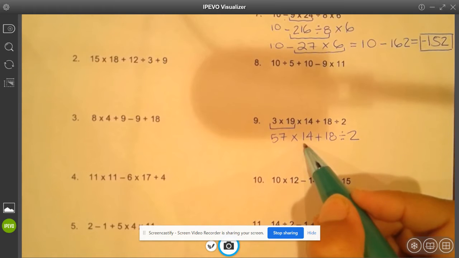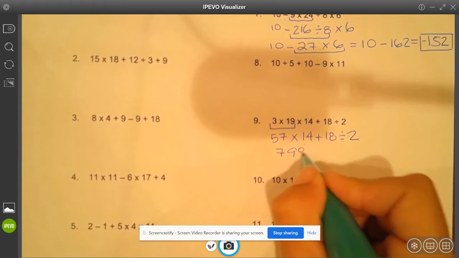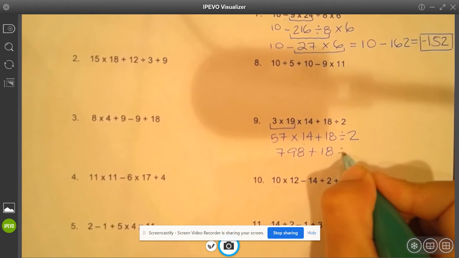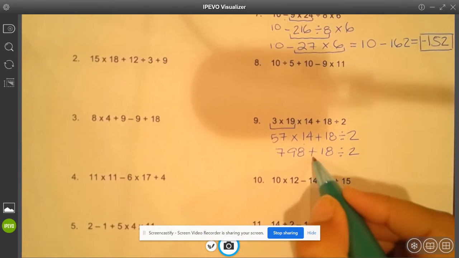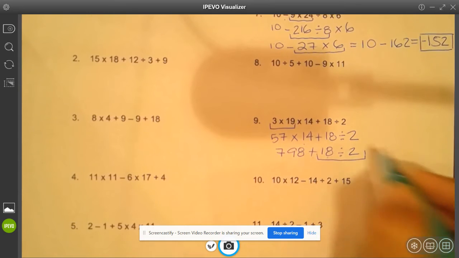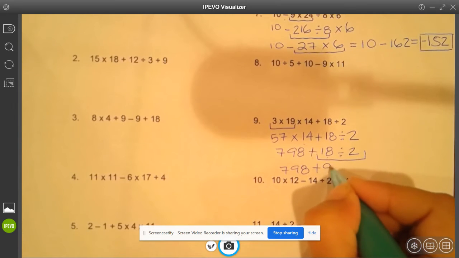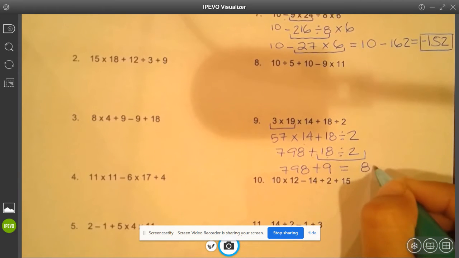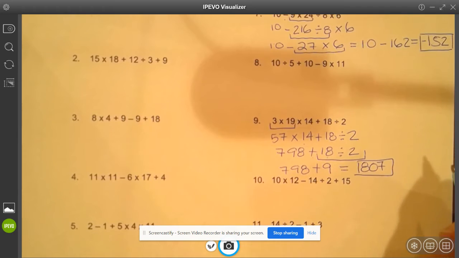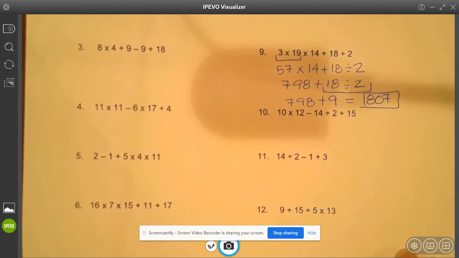So 57 times 14. That is 798 plus 18 divided by 2. Now this is done. So now I am not going to add these first. I have to divide this first. So that's 798 and 18 divided by 2, that is plus 9. And then I add. My answer would be 807. Okay, so remember, rewrite. It helps when you rewrite. Let's keep going. Let's do something like number 5.